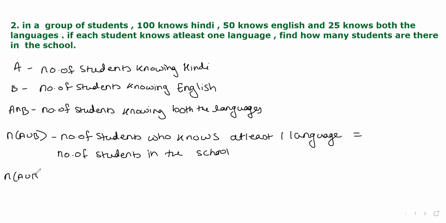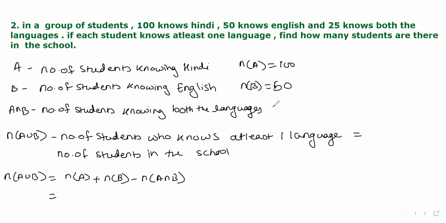So number in A union B is number in A plus number in B minus number in A intersection B. So what is number in A? That is 100. Number in B, that is 50. Number in A intersection B is given as 25. So that is 100 plus 50 minus 25. Your total will be 150 minus 25, 125. There are total 125 students in the school who know either Hindi or English.